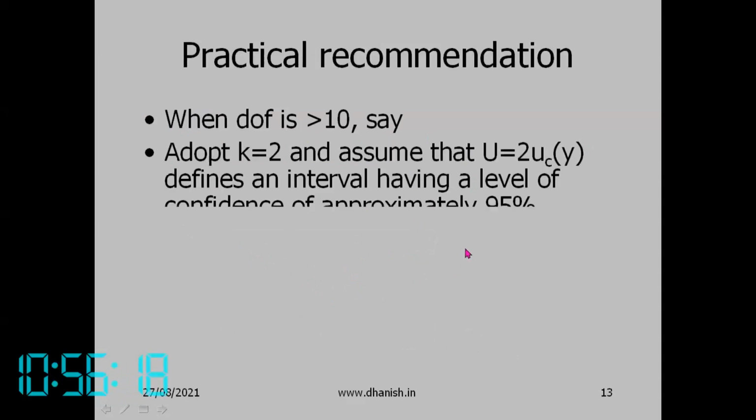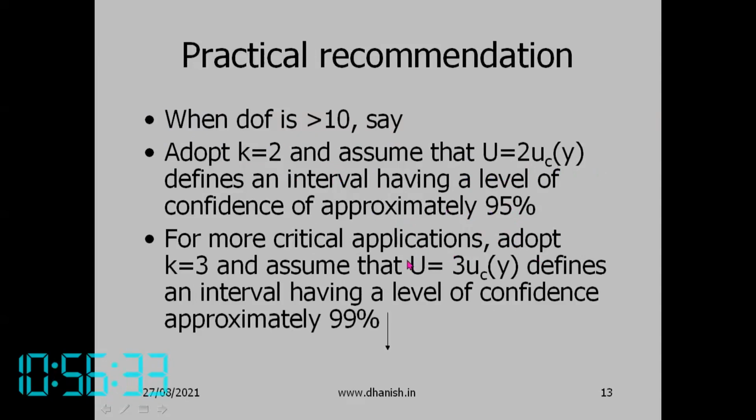So when degrees of freedom is greater than 10, adopt k equal to 2 and assume that U equals 2 times the combined standard uncertainty of y, defining an interval having a level of confidence of approximately 95%. For more critical applications, instead adopt k equal to 3 and assume U equals 3 times the combined standard uncertainty of y, which defines an interval having a level of confidence of approximately 99%.